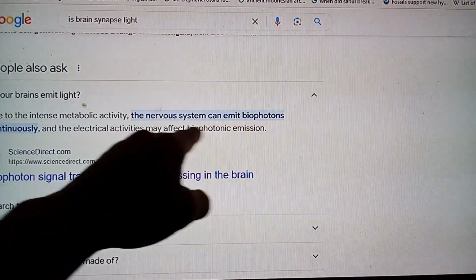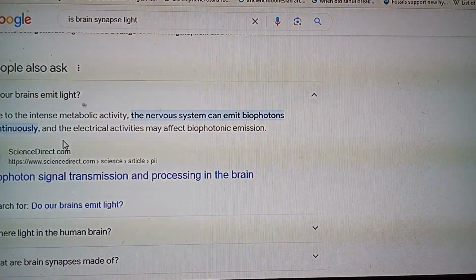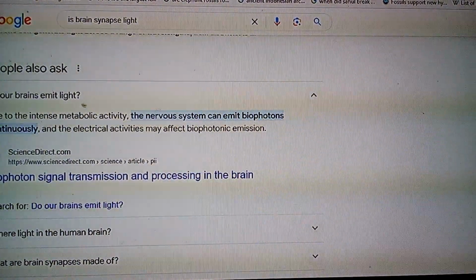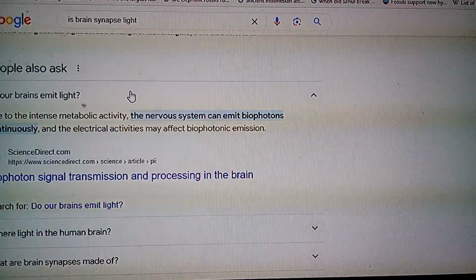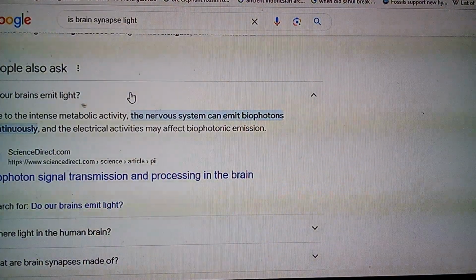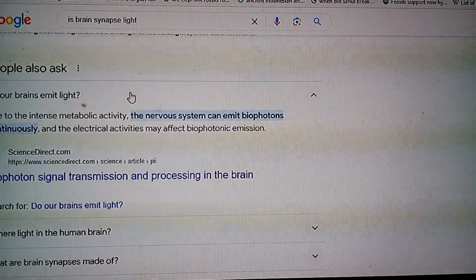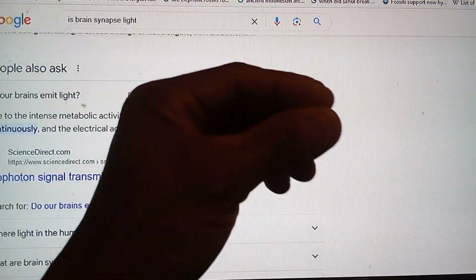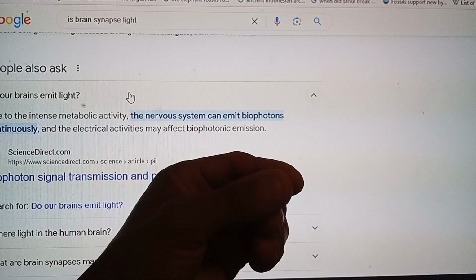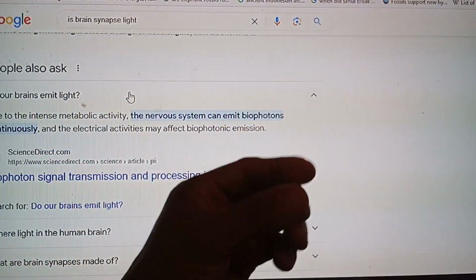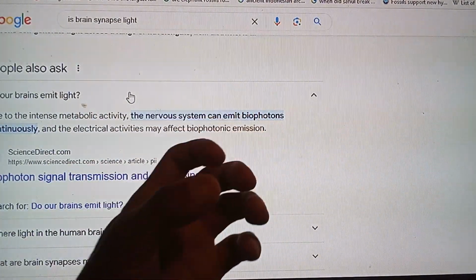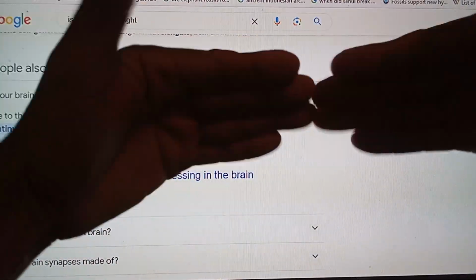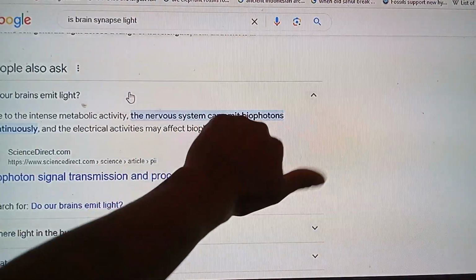Example, the nervous system can emit biophotons continuously. This is analogous to black body radiation. This is why an infrared light or a camera or infrared goggles would actually light you up, because you're warm. You're emitting black body radiation, which are photons, which is light. So the brain is emitting light through the liquid in our eyeballs. And that liquid allows for light to be received. So our brain has to emit light in order to receive light. And that light collision is what we see.